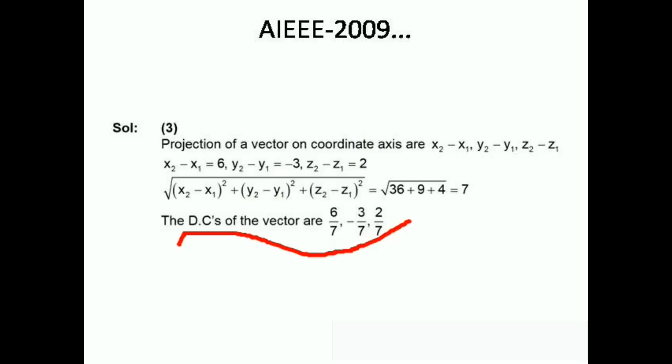Now again, this is a pretty good question, AIEEE 2009.